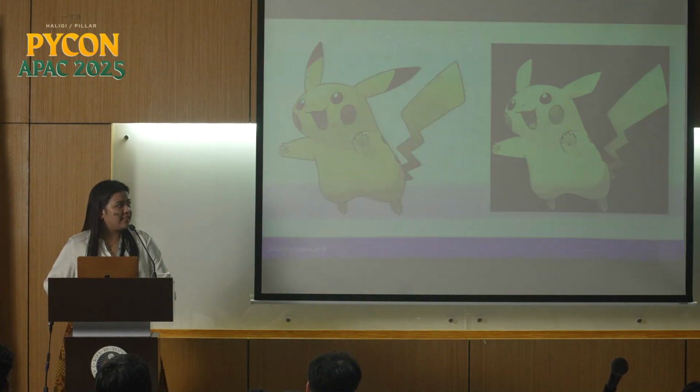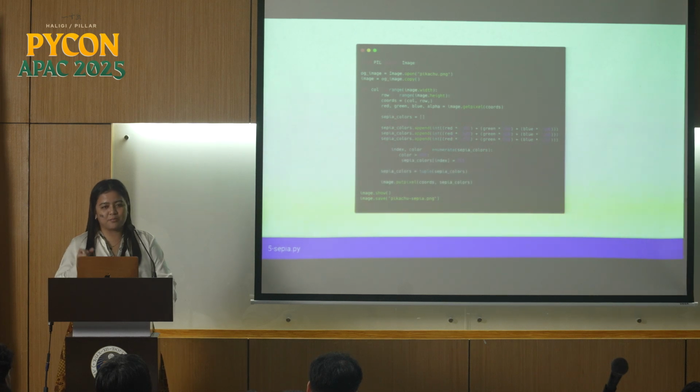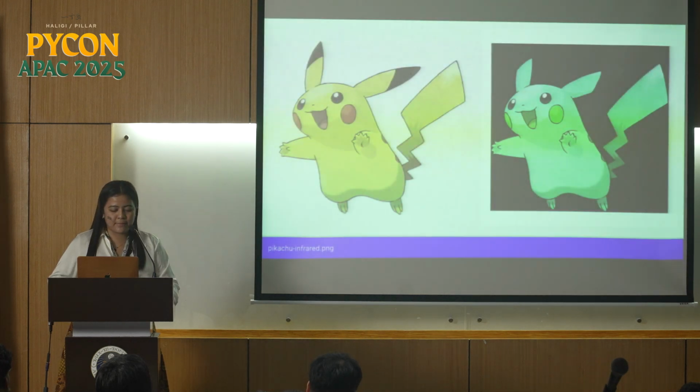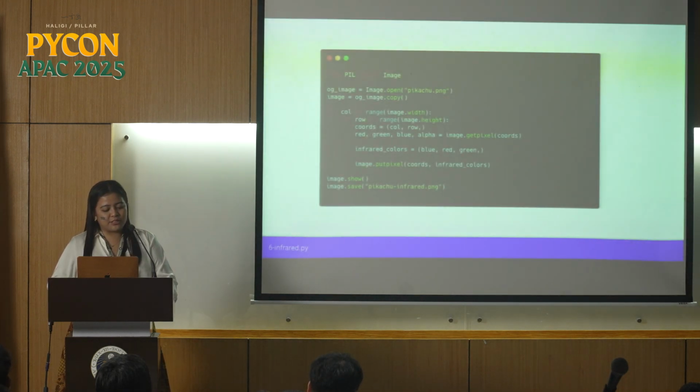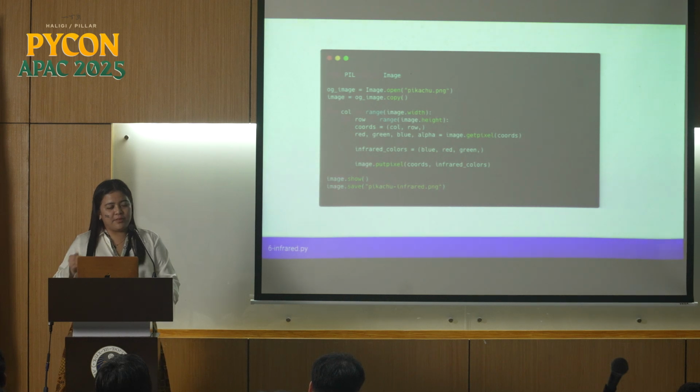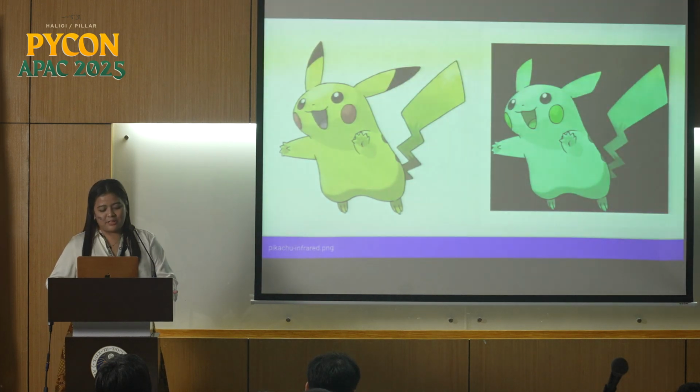So for sepia, this one is a bit different because there are specific values that you have to multiply each color to. I won't delve on that, but basically these are the numbers, and if you do that, you will get the sepia version. There's also the infrared version, where instead of the RGB, you just switch it up to blue, red, and green, and then it becomes infrared version.